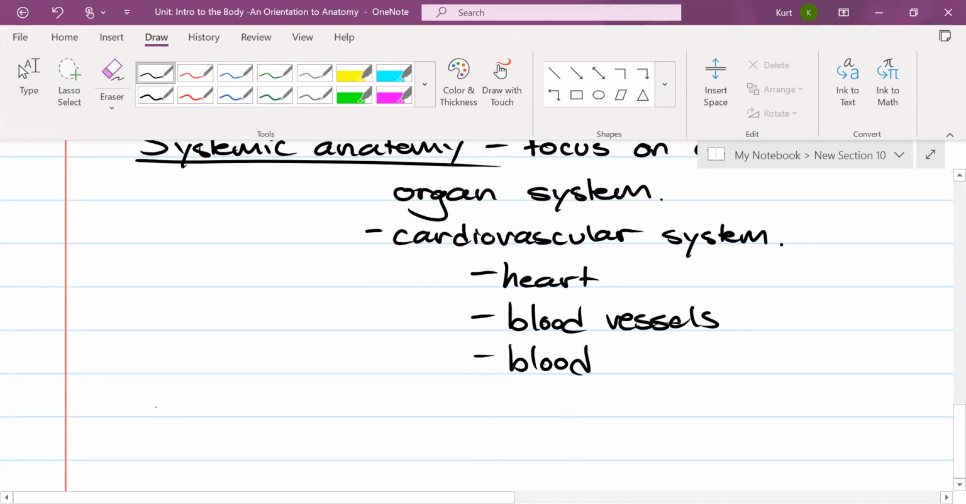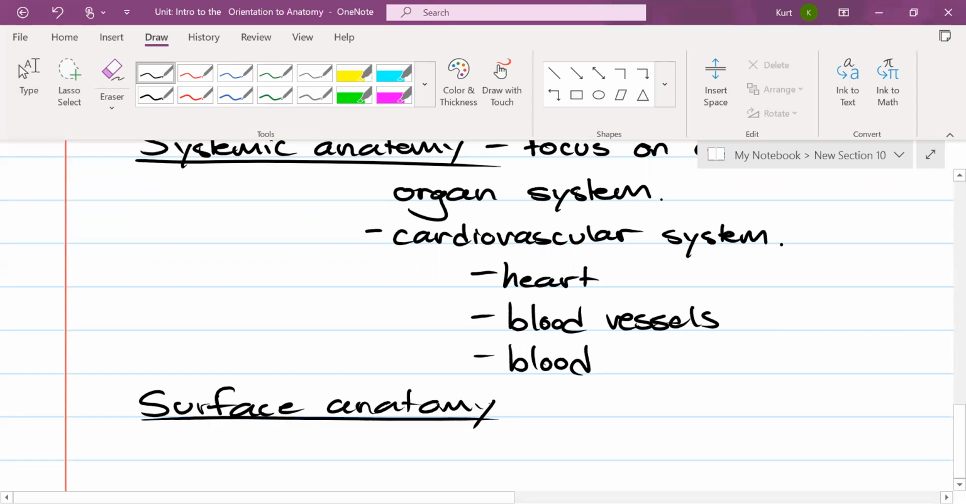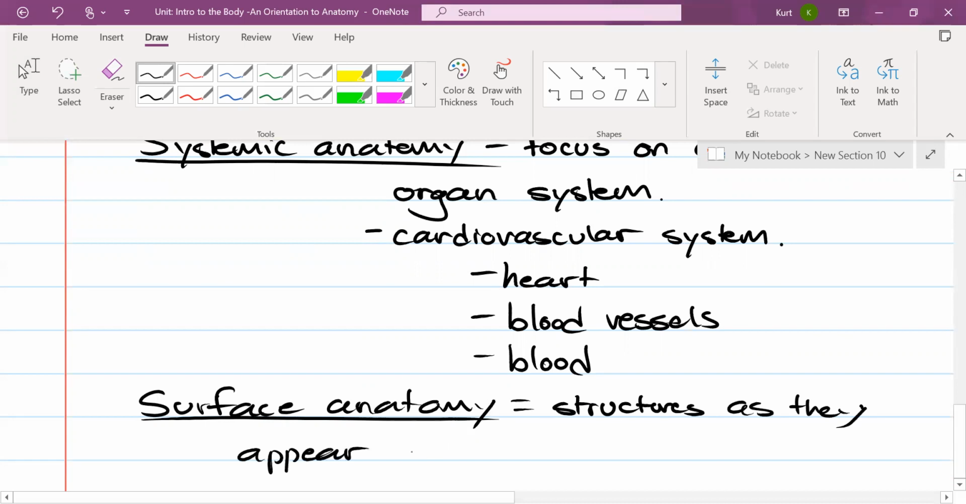Another subdivision of gross anatomy is going to be surface anatomy. And this is where some of you boys are going to get a little lesson here. I'm going to kind of get off track in a good way. Surface anatomy is things that can be seen through the skin or on the skin. Structures as they appear, how do I want to say this, with overlying skin.